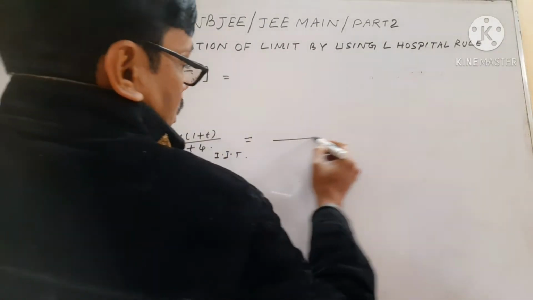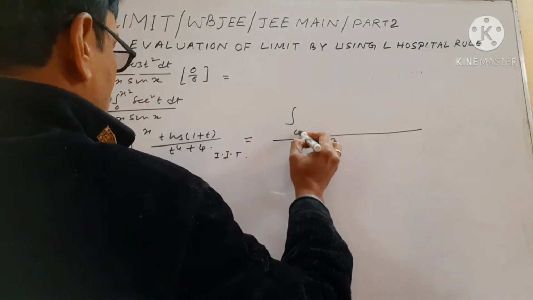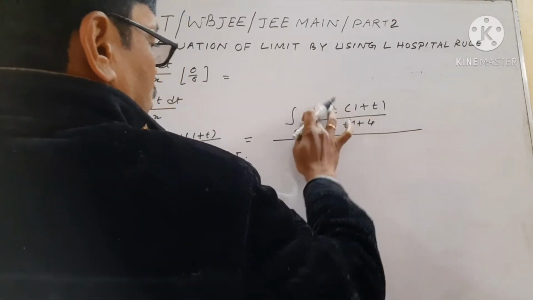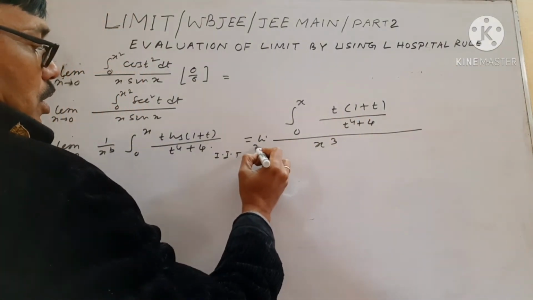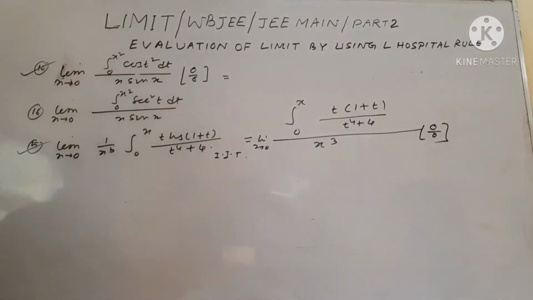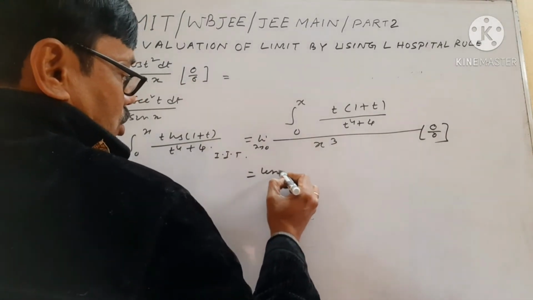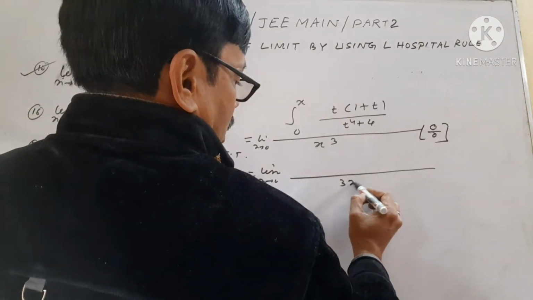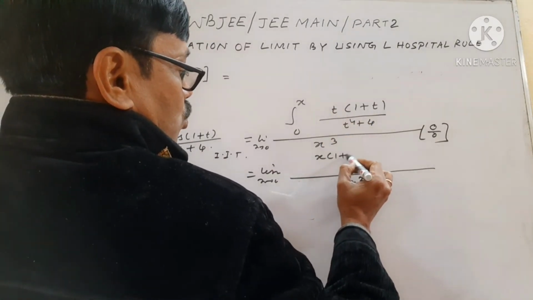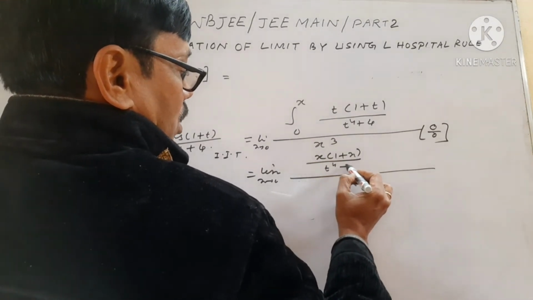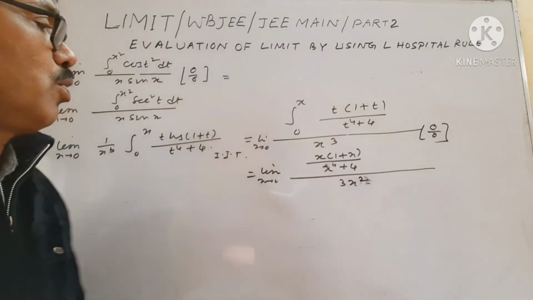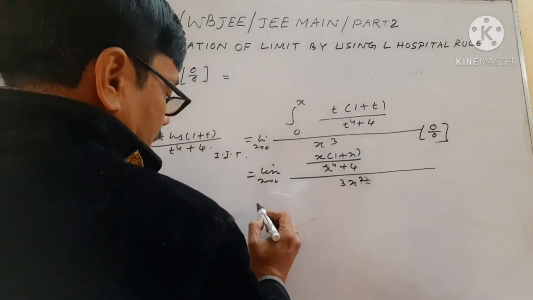So look, this is x cube, and this one is the integral from 0 to x of t by t to the power 4 plus 4. If x equals 0, then the upper limit and lower limit are both 0, so this is 0 by 0 form. So limit x tends to 0, this is 3x square. And here t is replaced by x into 1 plus x by t to the power 4, x to the power 4 plus x. The derivative of the upper limit is 1. Now 1x is cancelled out.